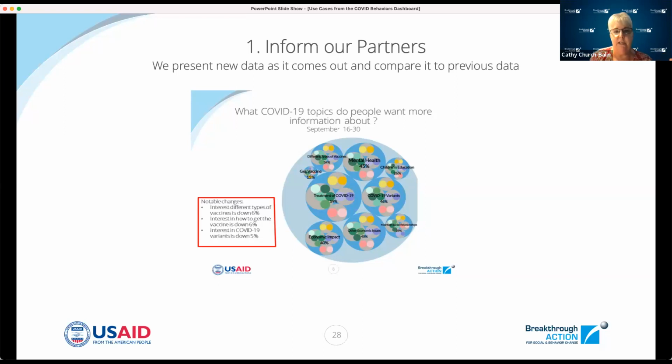What are those changes? And there are certain topics that USAID wants us to follow, and we use this to keep track of those topics. But it's interest in the vaccine, interest in variants, interest in economics. So we follow this very closely.